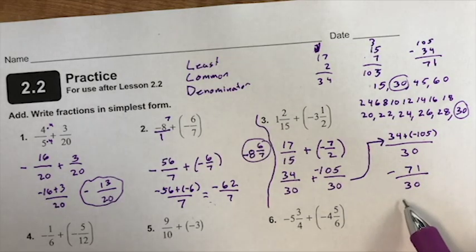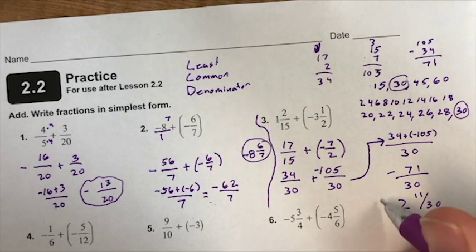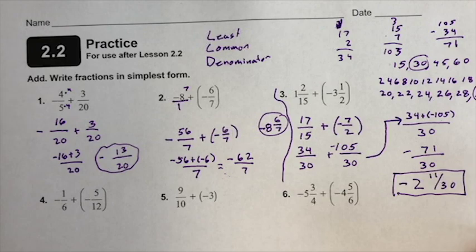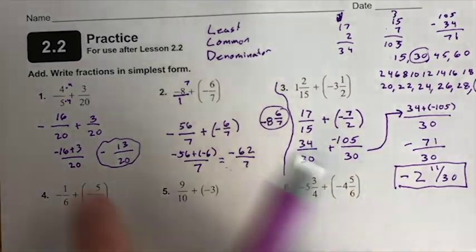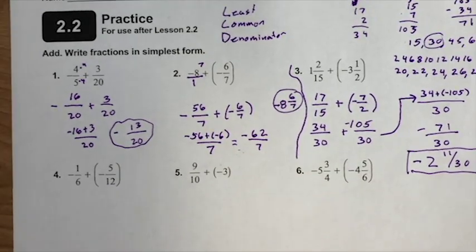Well, this is the correct answer, but we need to simplify it. Ask yourself, how many times can 30 go into 71? It can go in there 2 times. What's the remainder? 11. So my final answer is -2 and 11/30. All right? Now, these are pretty intense just without a calculator, and that's what I want you to try.